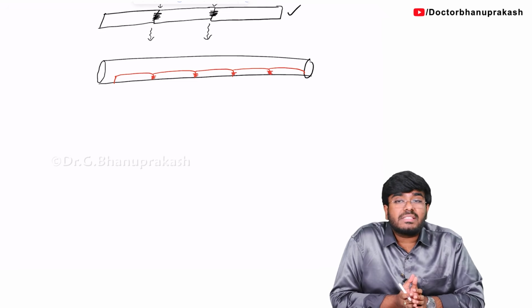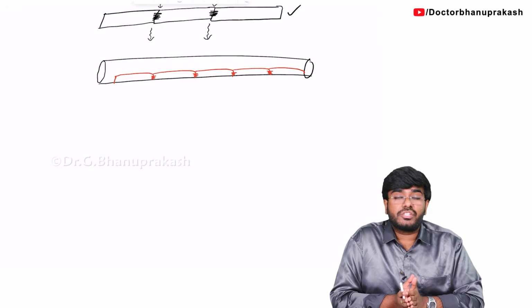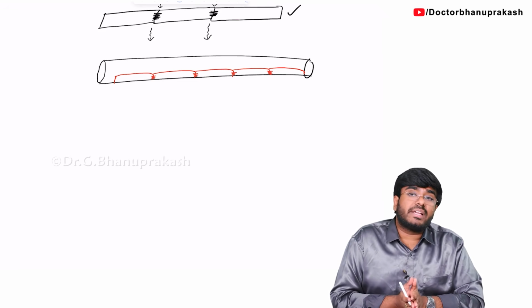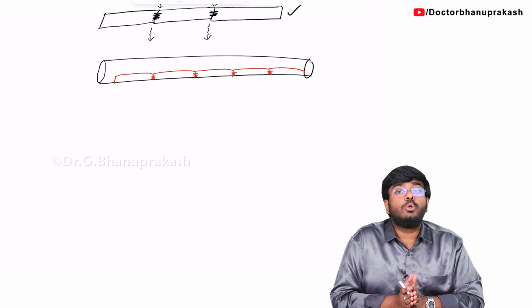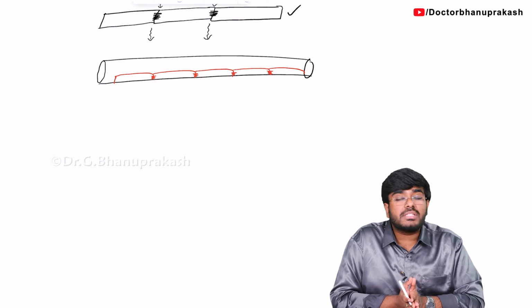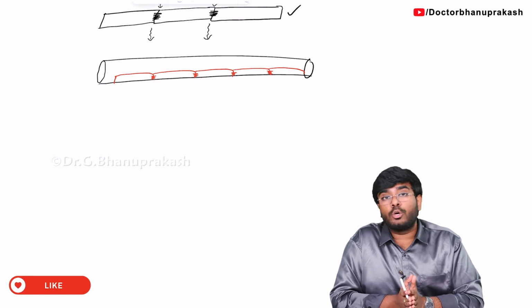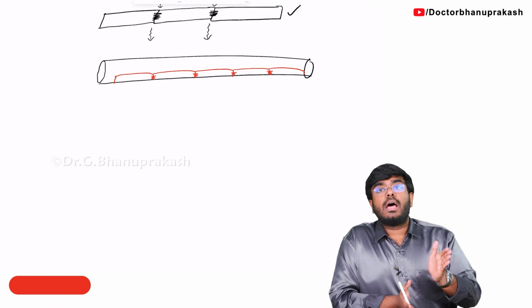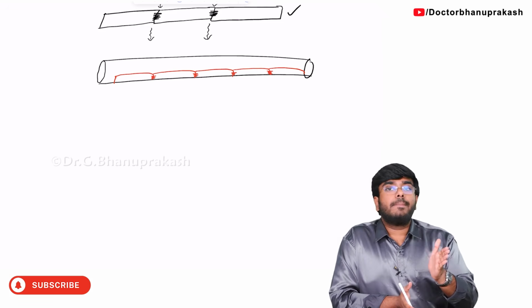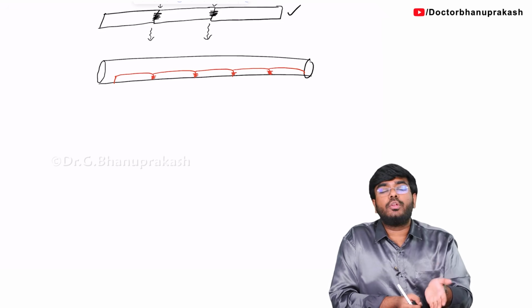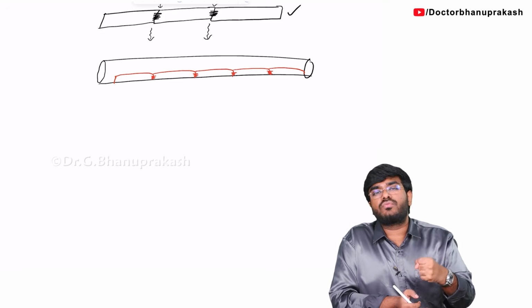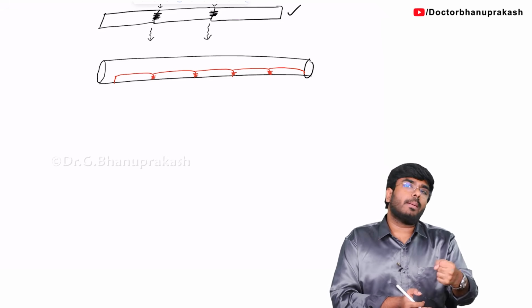Because of this tight junction, the endothelial cells along with the tight junction and the perineurial cells along with the tight junction are forming the blood neuron barrier. Tight junctions are helping in the formation of the blood neuron barrier. The perineurium forms the blood neuron barrier along with the endothelial cells.